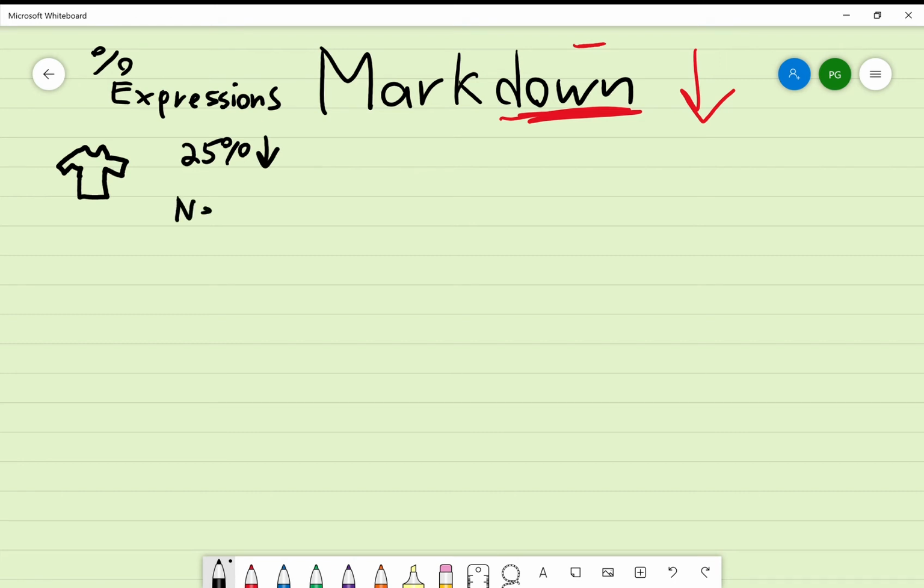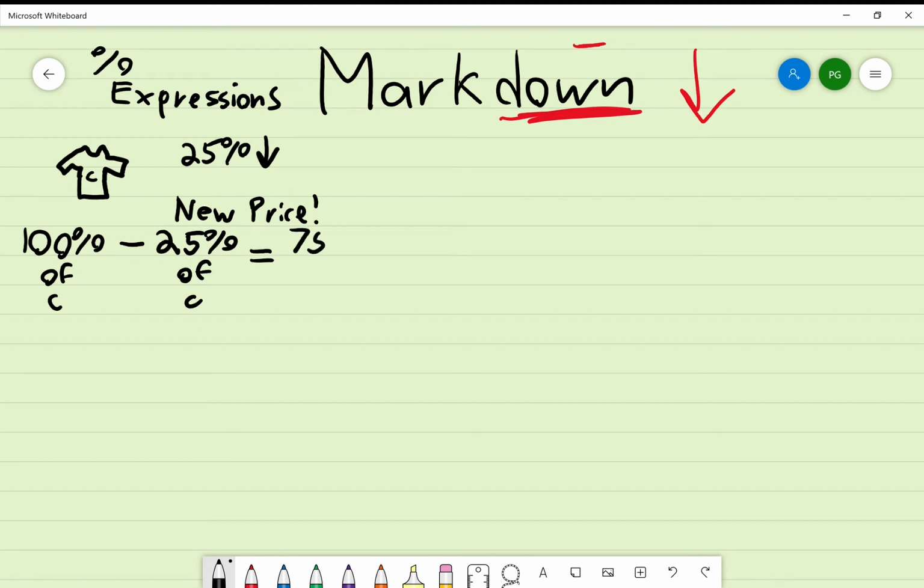Let's say I want you to tell me what the new price is. Well, easy. You're going to take the original, and it's a coat, right? So let's use C as a variable. You're going to take the original amount you would pay, which is 100% of C. You're going to subtract the markdown. You're subtracting because it's a down. So minus 25% of C, and you get your final answer, or 100 minus 25 equals 75% of C.